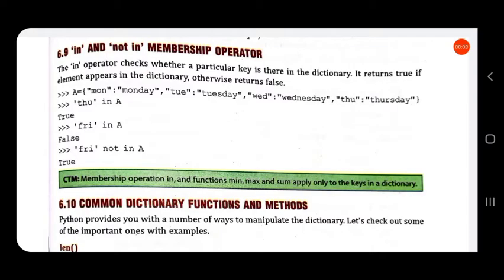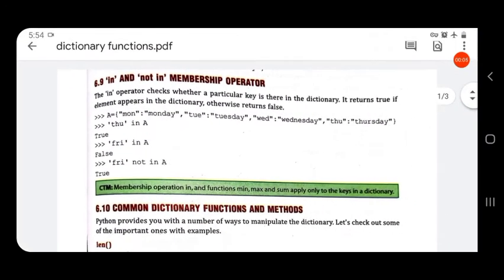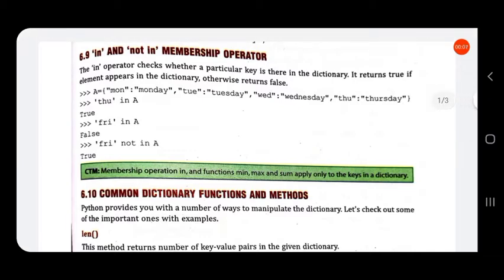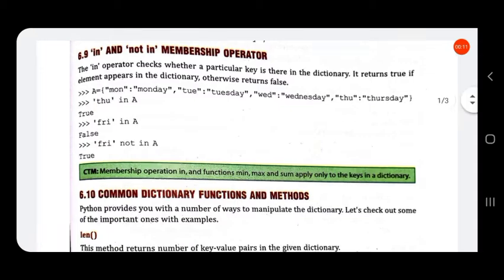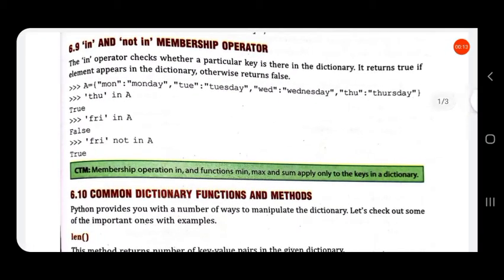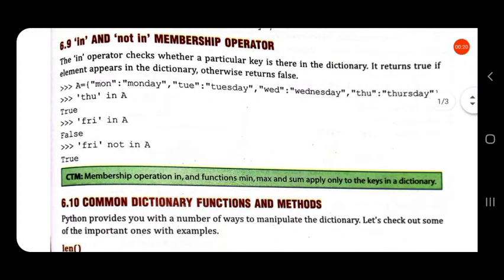Dear children, the next topic in dictionary is the in and not in operator. They are the membership operators. That is, these operators check whether an element is present in the dictionary or not. So the in operator checks whether a particular key is there in the dictionary.